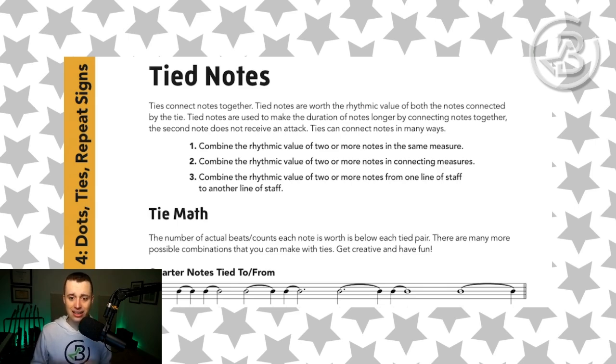Now, ties can connect notes in many ways. Number one, they can combine the rhythmic value of 2 or more notes in the same measure, but you're not going to see that in this book, and you're actually not even going to write that in this book or in your workbook. Number two, combine the rhythmic value of 2 or more notes in connecting measures. Now, this one you're going to see a lot, ties connecting notes from one measure to the next, both in your workbook and in this book and in this course. Number three, they combine the rhythmic value of 2 or more notes from one line of staff to another line of staff, and you will see that also in this course, in this book, and in your workbooks.